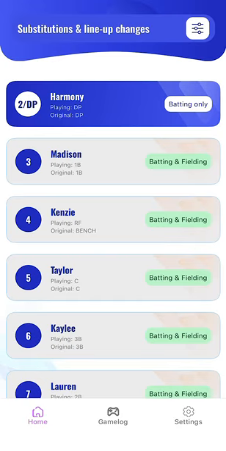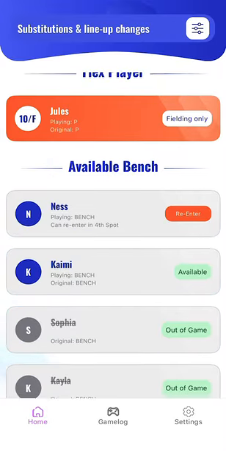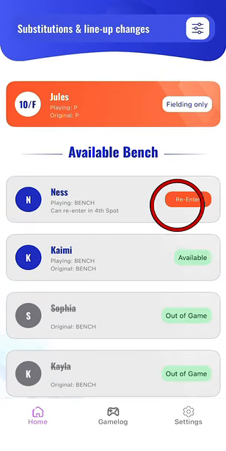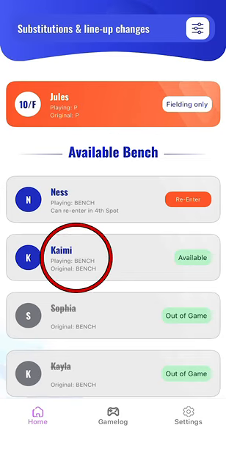And so how we do that is we need to enter first our DP into the field. So again, we're just going to show you the bench. Again, we have Ness down here who we could re-enter. And because we're going to move Madison from first base to OP, that means we need somebody that can play first base, assuming our DP, who we're going to put into the field, cannot play first base, which she cannot. So fortunately, Kaimi on the bench can play first base, okay?